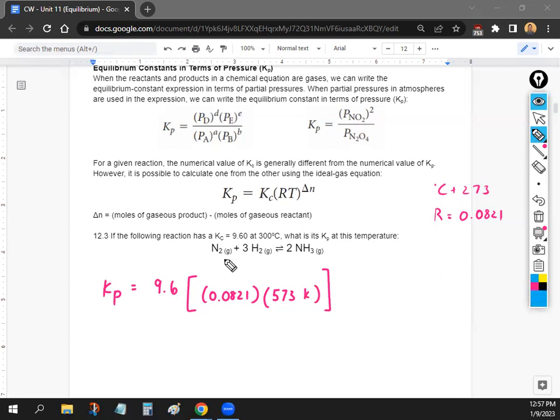If you take a look at the reactants, how many moles of gas are on the reactant side? Yeah, 4. There are 2 different types of gases, but we have 1 mole of nitrogen and 3 moles of hydrogen, so we start with 4 moles of gas. And on the product side, how many do we have? 2. So we go from 4 to 2, so the change is -2.